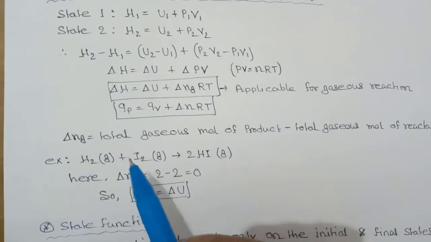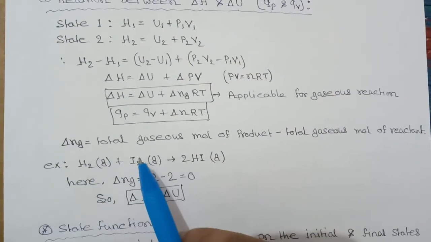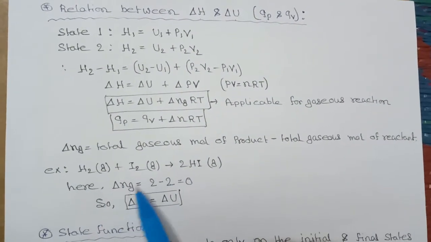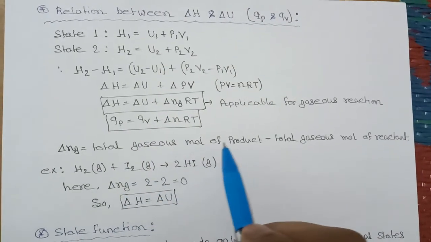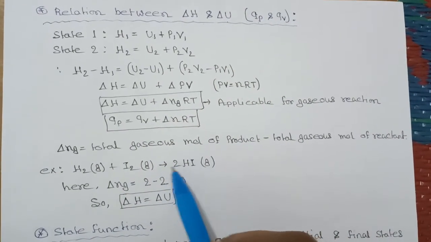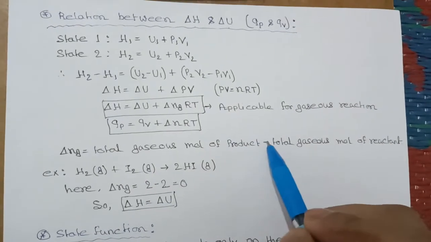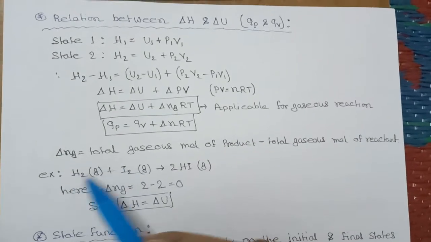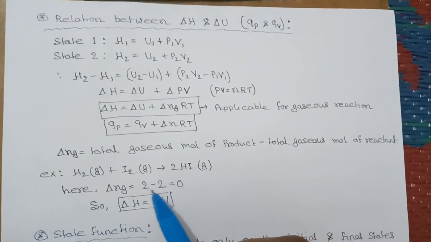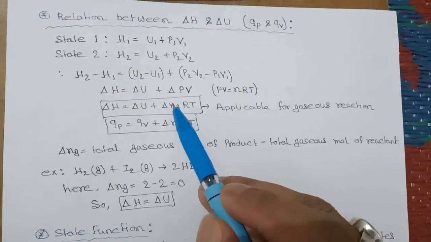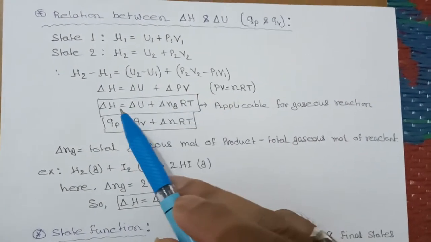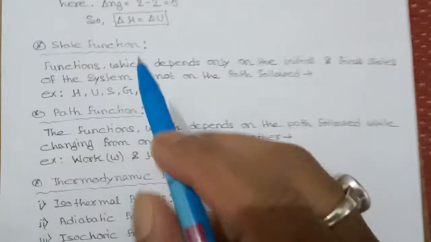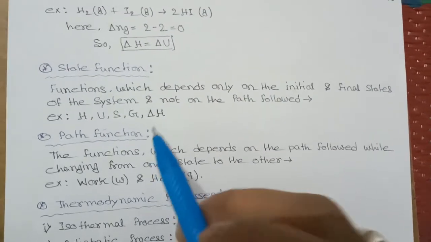See this example. Here H2 is reacting with iodine and giving HI. So we will calculate del ng here. Del ng means total gaseous moles of product, which is 2, so we will put 2 here, minus total gaseous moles of reactant. Reactants are 1 mole and 1 mole, so 1 plus 1 is 2. So 2 minus 2 will be 0. So del ng is 0, meaning this term will be 0, so we can write del H is equal to del U.